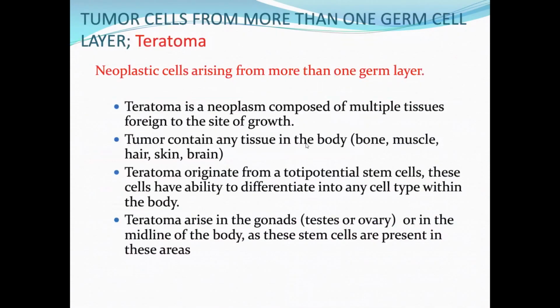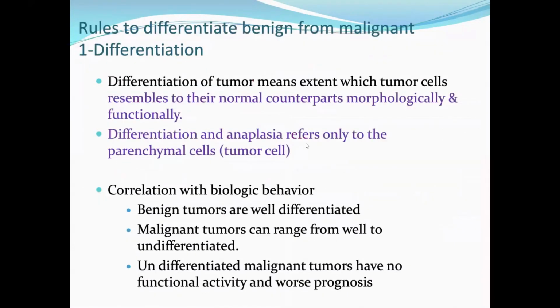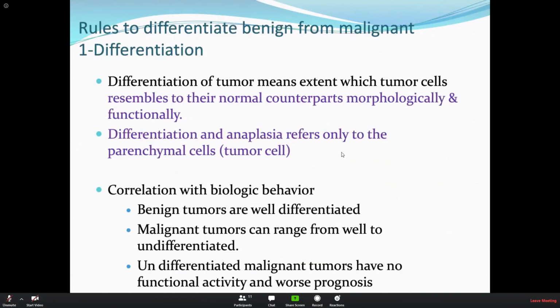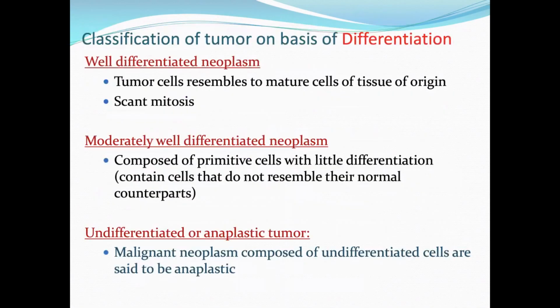اوكي. طيب هنا تكلمنا على الجيرم سيل تيومرز، على التيراتوما. You already discussed this. طيب هنا characteristic of benign malignant tumor خلاص عديتوا عليه. اوكي. Differentiation. Did you take differentiation or you want me to review it? Took it. Okay, next one. Differentiation. Well differentiated, moderately, and undifferentiated. خلاص ولا took it?